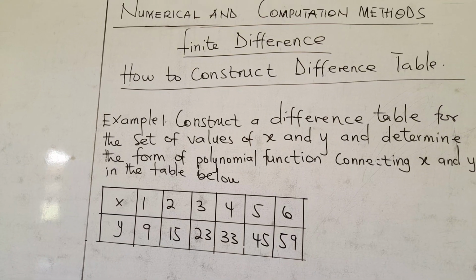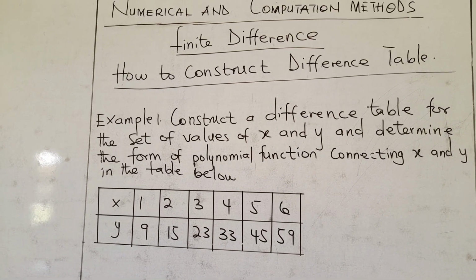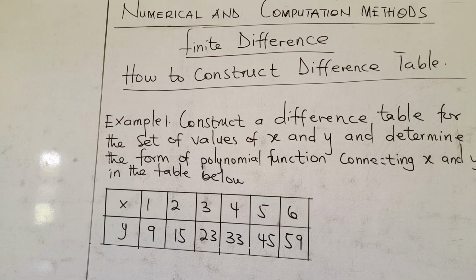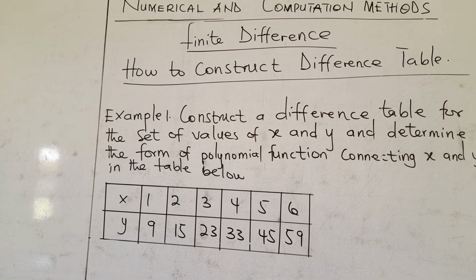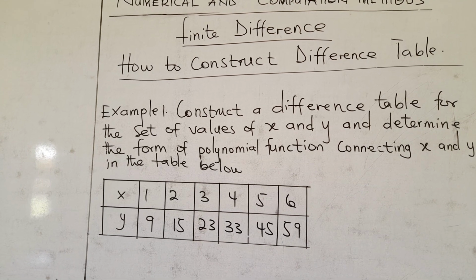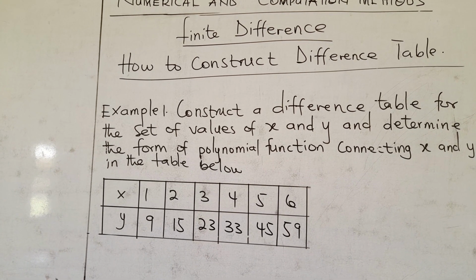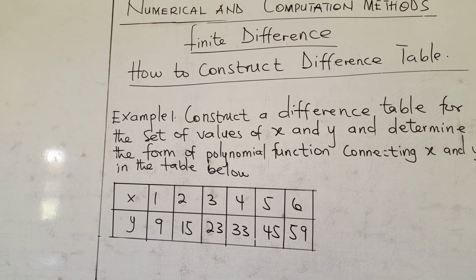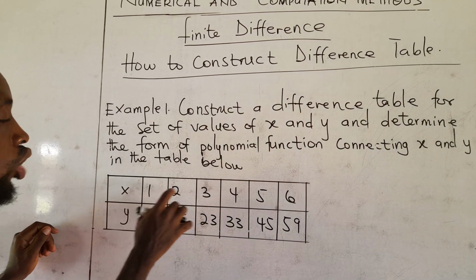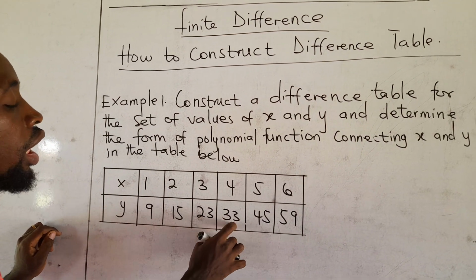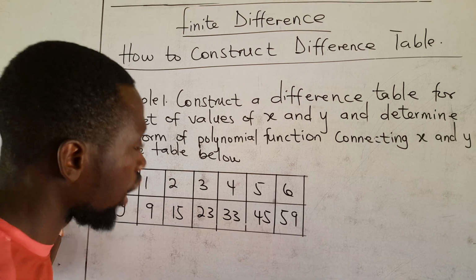As I said, we are starting with how to construct a difference table, and we'll look at our first example. Construct a difference table for the set of values of x and y and determine the form of polynomial function connecting x and y in the table below. The set of values for x are 1, 2, 3, 4, 5, 6, and that of y is 9, 15, 23, 33, 45, 59.